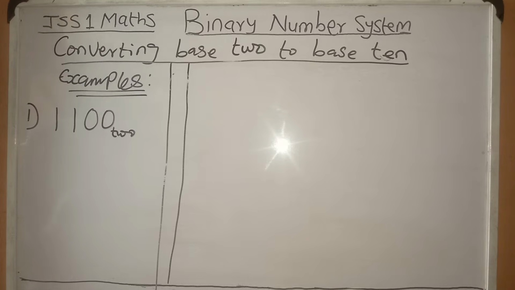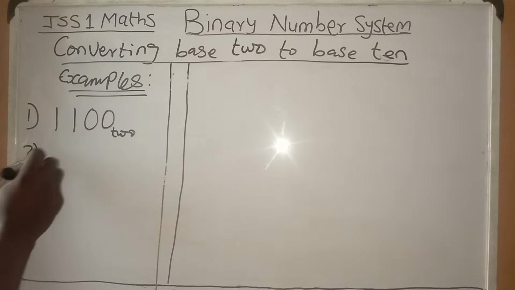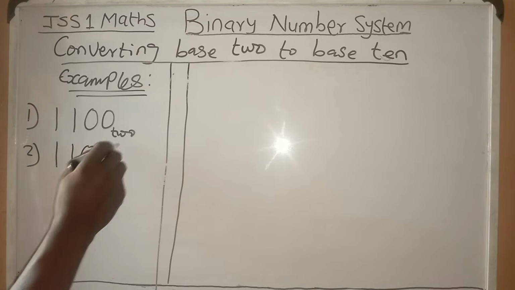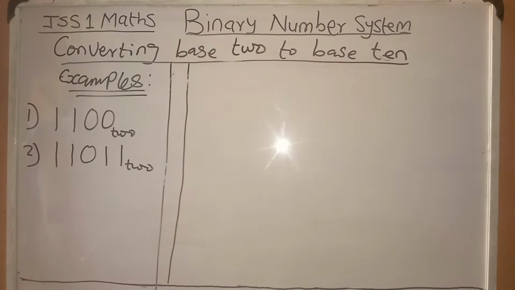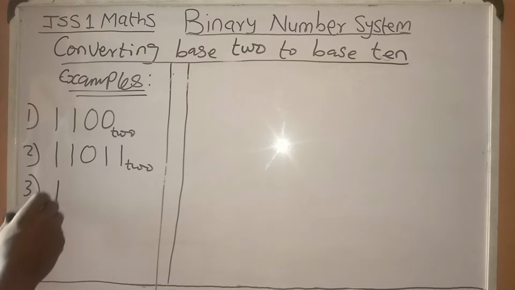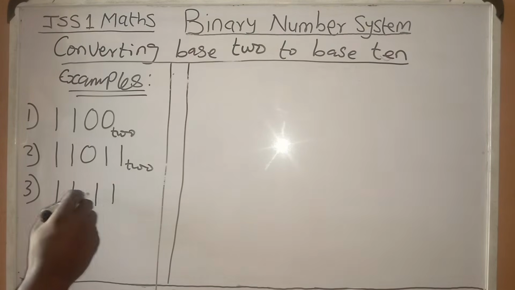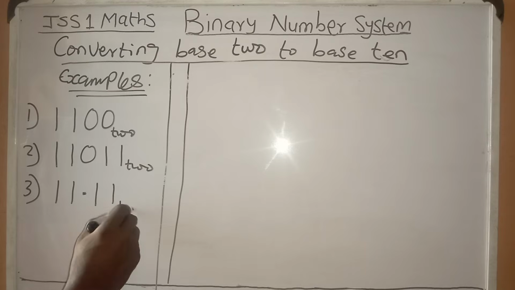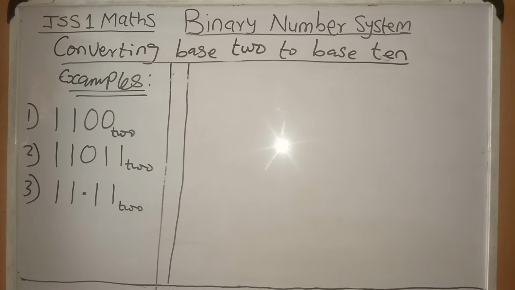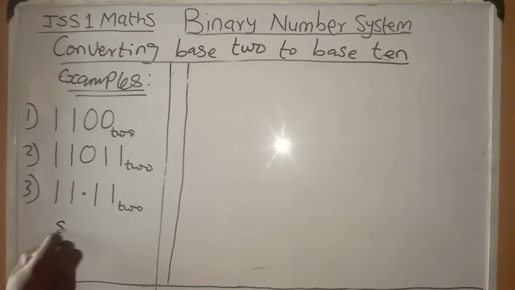Then again, number 2, we have 11011 base 2. We convert it to base 10. Then finally, we have 11.11, which is in base 2. We convert it to base 10. So these are some of the examples that we'll be giving now. All right, so let's get started. Solutions.